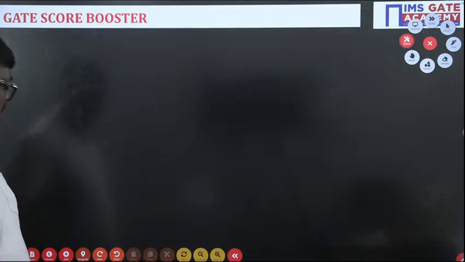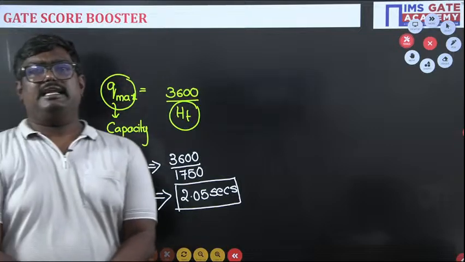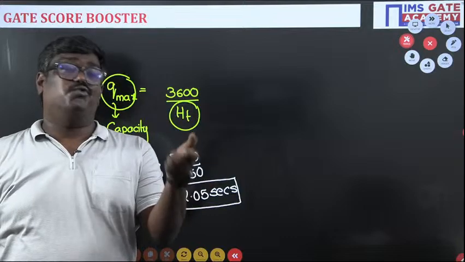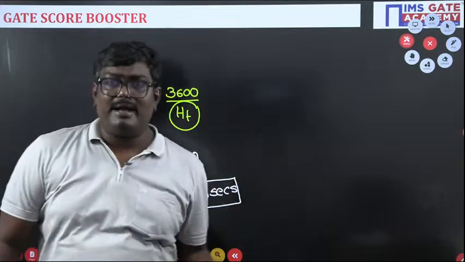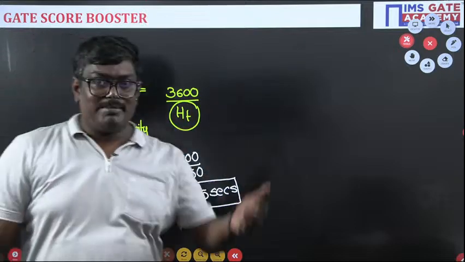Is this clear, students? So what is the key takeaway from this problem? The key takeaway is that if you want to find the capacity, you have to find the maximum traffic flow, where you will consider the velocity and the jam density.